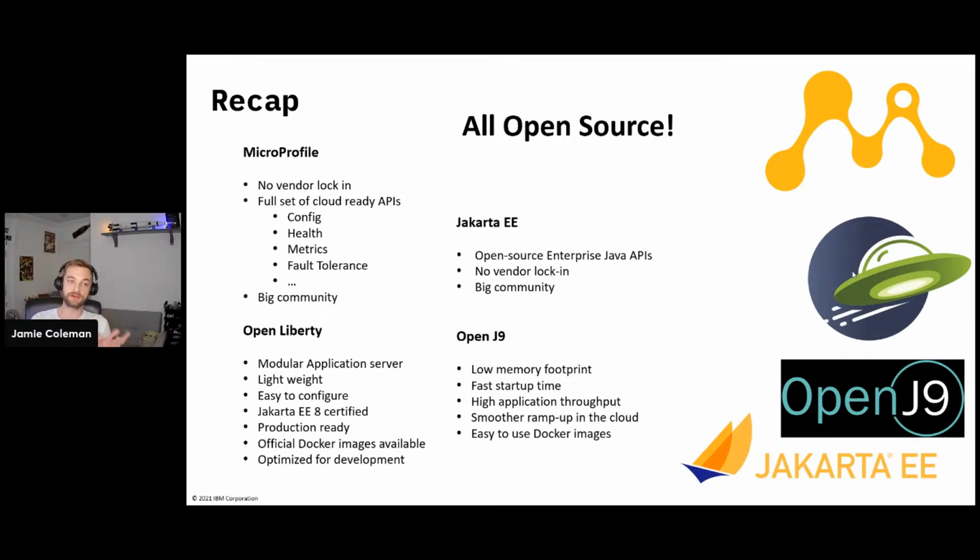MicroProfile is built for microservices, and the community is growing and growing. OpenLiberty is built for everything pretty much, with its startup time of 1 second. It's built for cloud native microservices, but you could also run monolithic applications in it if you really wanted to. Jakarta EE, same, it's open source and it's built for enterprise Java APIs, and the community is huge. And OpenJ9 is the JVM we used today. Again, that is also free and open source, and it's really built for cloud native development.